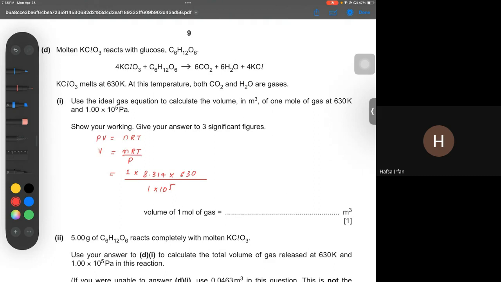Yes, what's the answer? So the answer is 0.0524. This is the volume in meter cube.